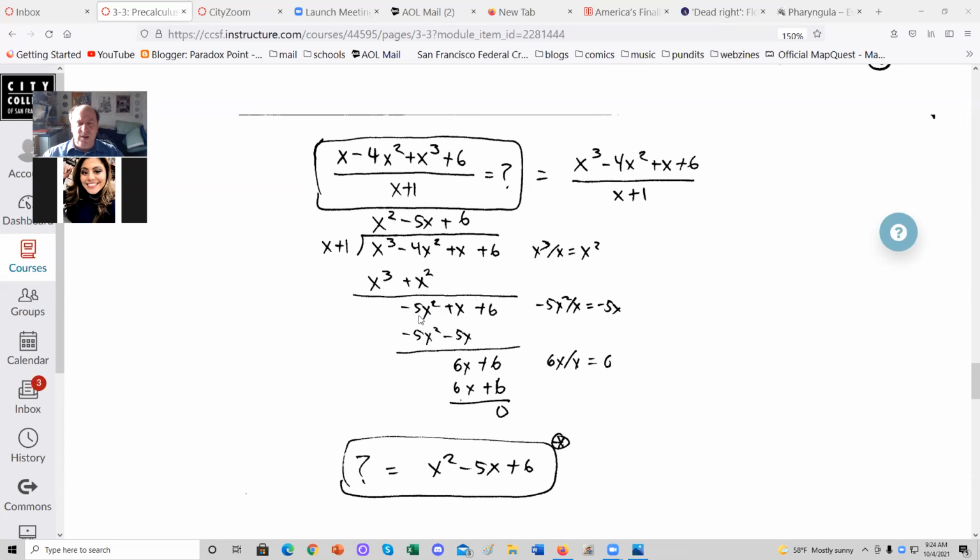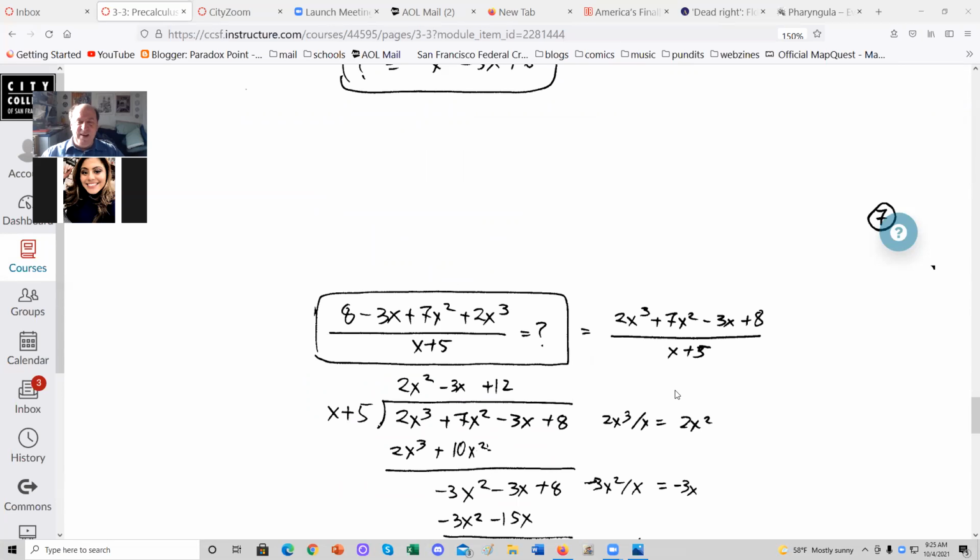Ratio of leading terms, minus 5x squared over x is minus 5x. Put that in the quotient. Minus 5x times x plus 1 is minus 5x squared minus 5x. Subtract, x minus negative 5x is x plus 5x is 6x. So 6x plus 6. Look at leading terms, 6x over x is 6. Put that in the quotient. 6 times x plus 1 is 6x plus 6. Subtract, no remainder. So the ratio will just be the quotient. The ratio will be x squared minus 5x plus 6, right here.